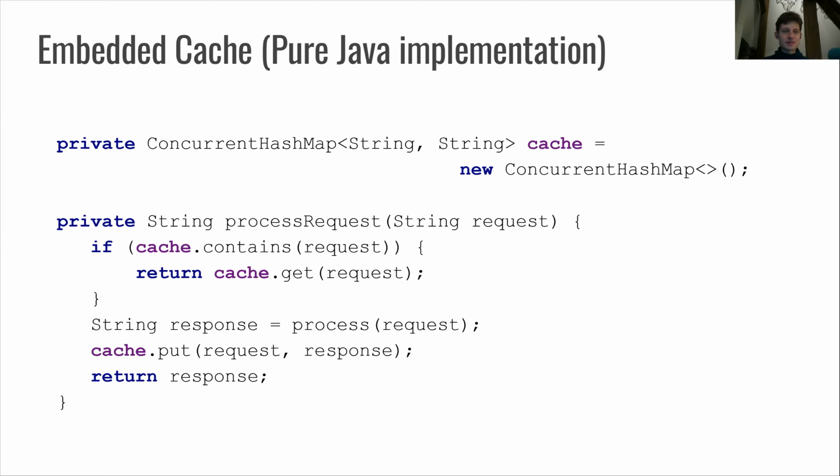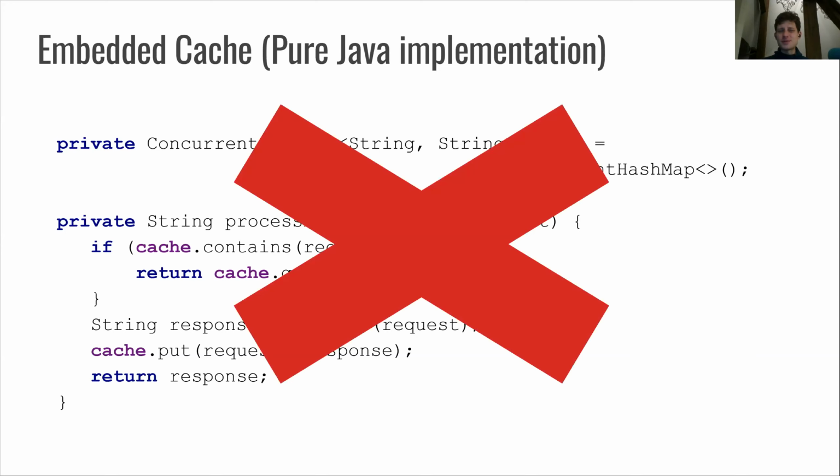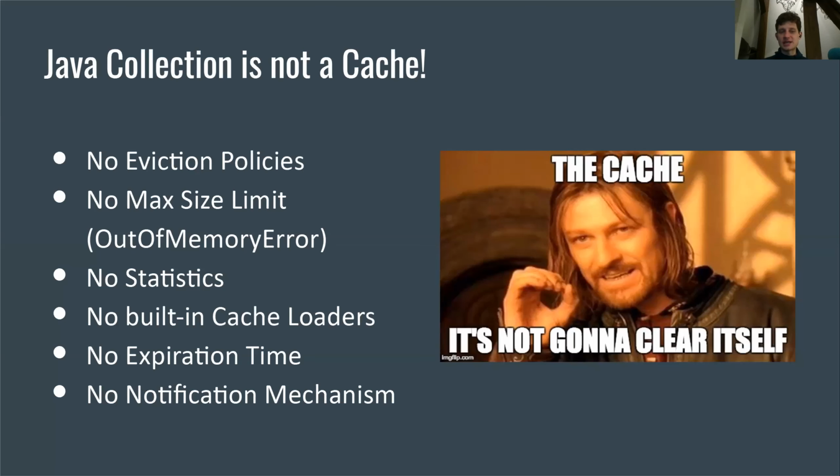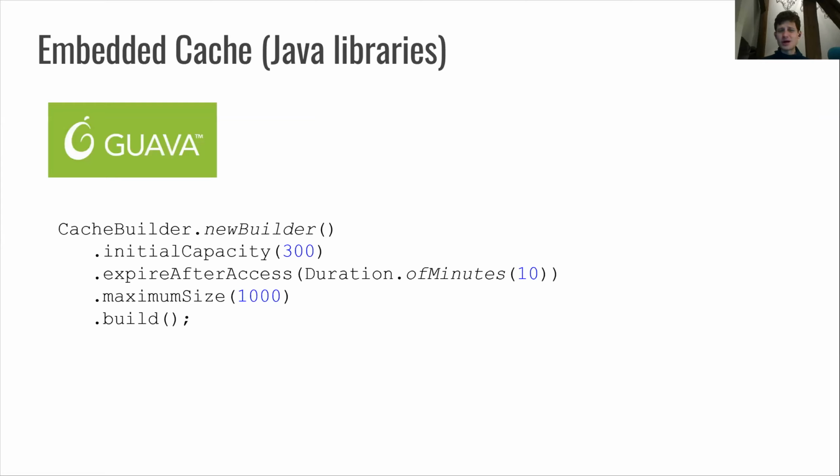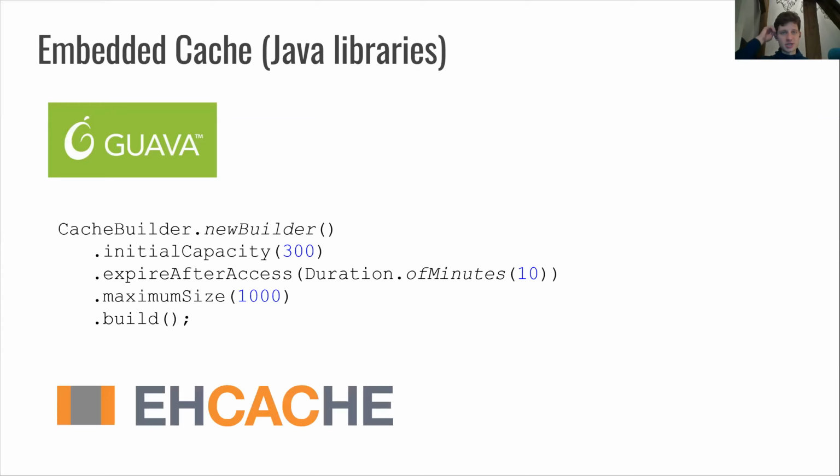But the first thing I want to mention is that you had better not implement cache on your own, because a simple collection is not good as a cache. It misses a lot of features like eviction policy, max size limit, statistics, expiration time, notification mechanism. So a simple collection usually is not good enough as a cache. So what is good as a caching solution? For Java, there are a lot of libraries, like the small but very good Guava, where you can define all these features up front. Another solution is EHCache. For basically any programming language, you will find a library which provides all this caching functionality.